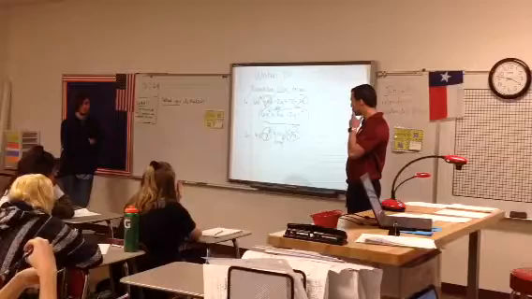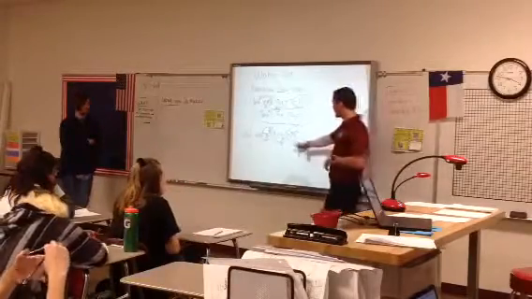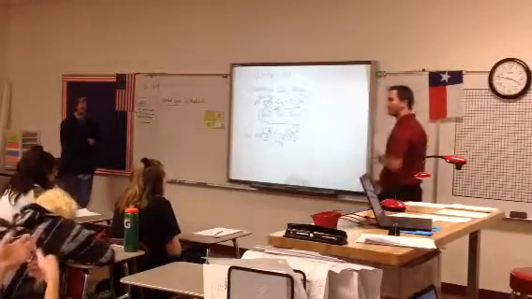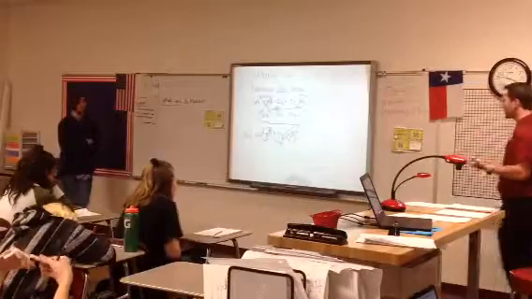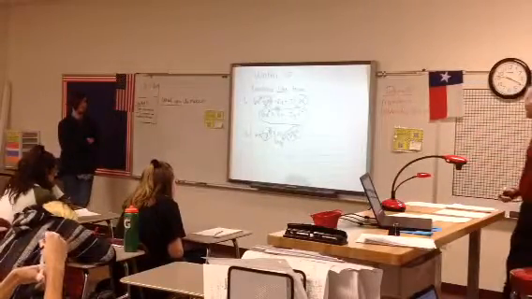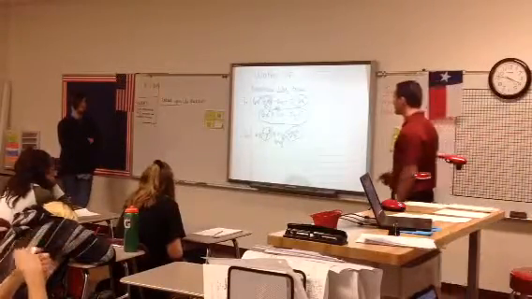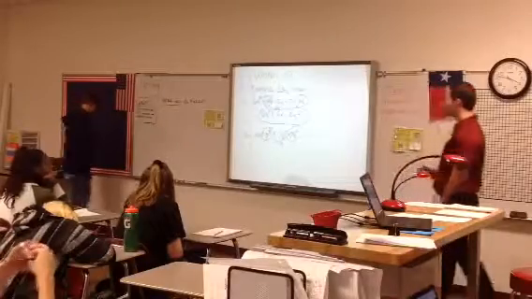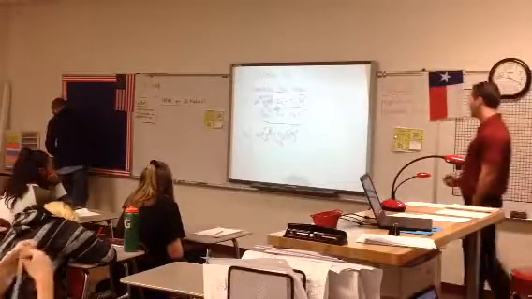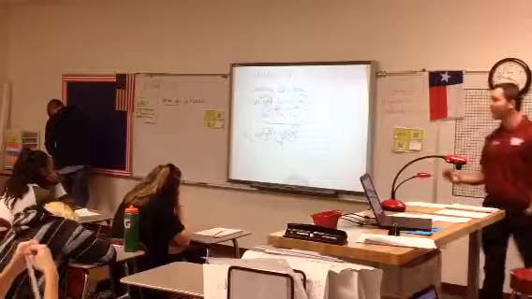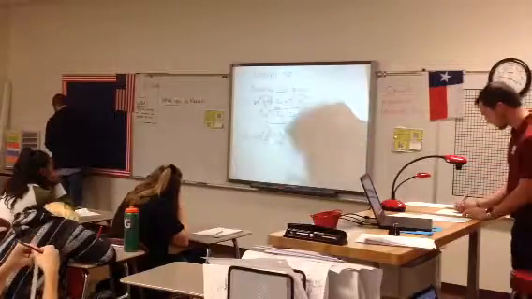What do you think, Kaylee? 6y cubed. So 6y cubed comes first. Then what? 2y squared. Why is it 2y squared? Because I'm the highest exponent. Good. So the second highest exponent, so 2y squared.